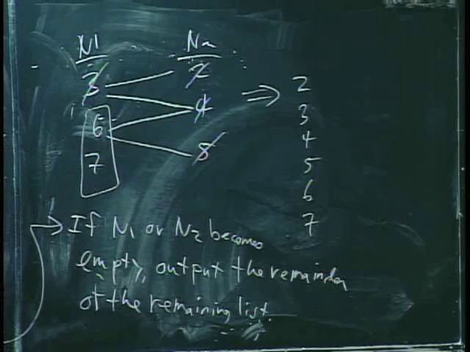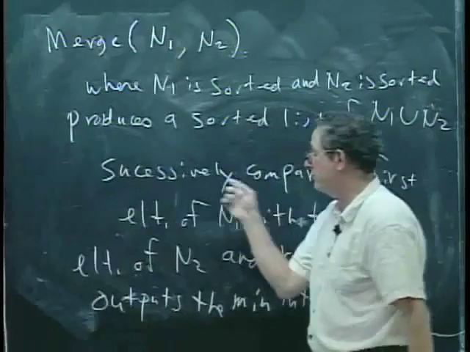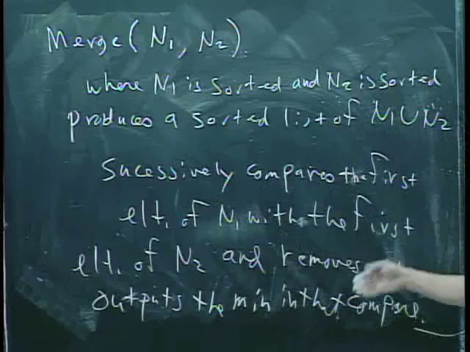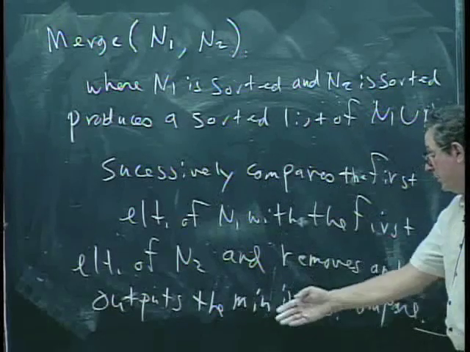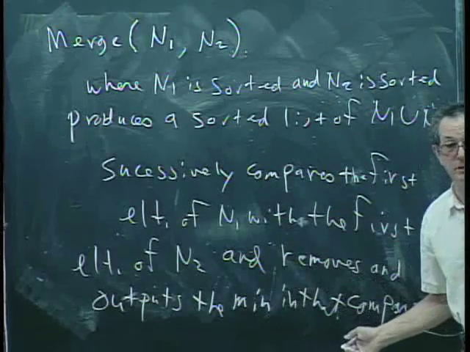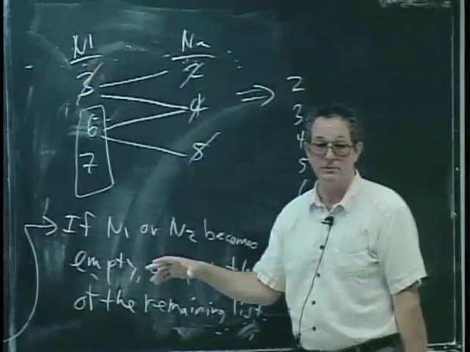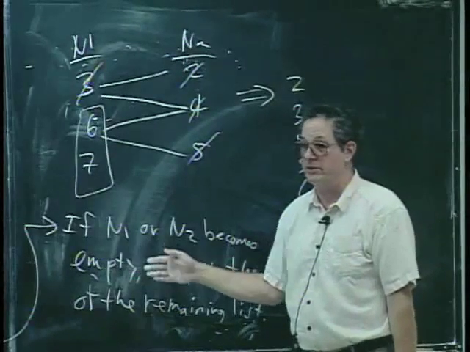At this point I ask, does everybody understand, in a general sense, how merge works? We just have this level of description: successively compare the first element of N1 with N2, and remove and output the min of that comparison. And then we have this additional addendum, which said if one of these two lists becomes empty, then output in order the remainder of the other list. So that's what merge does.